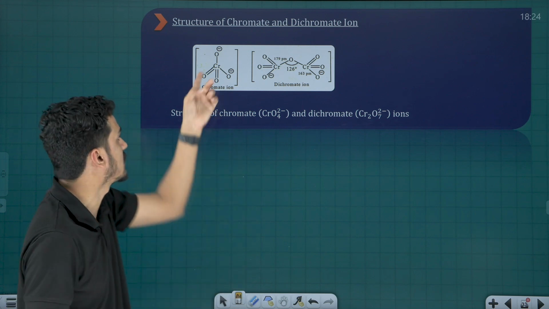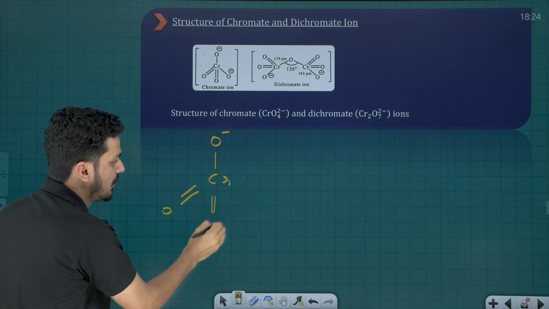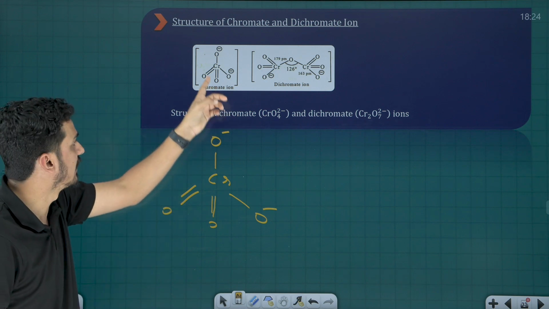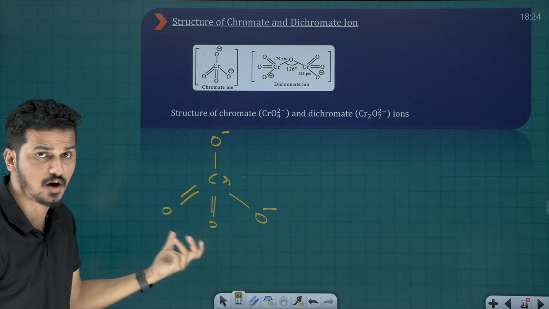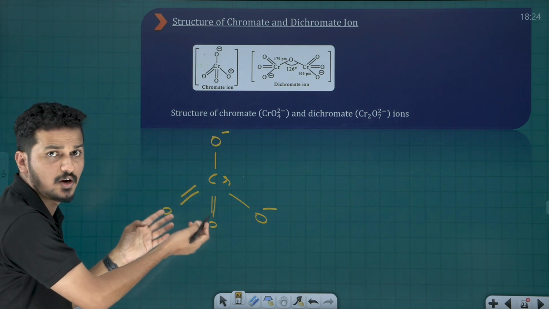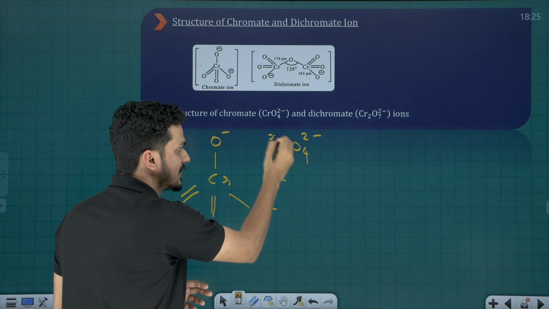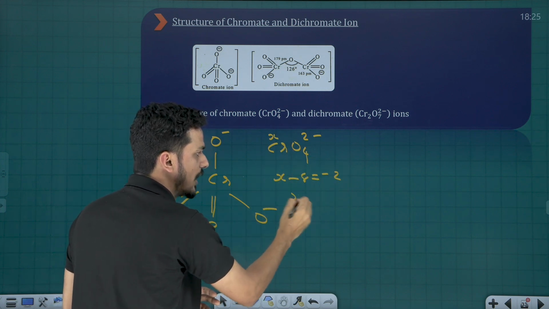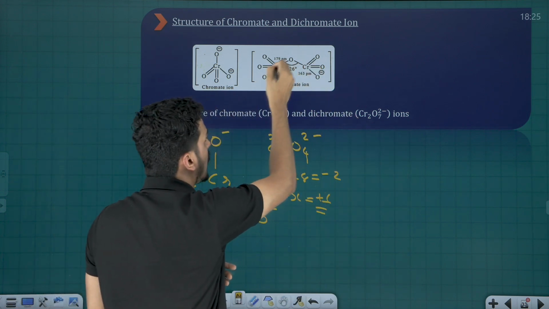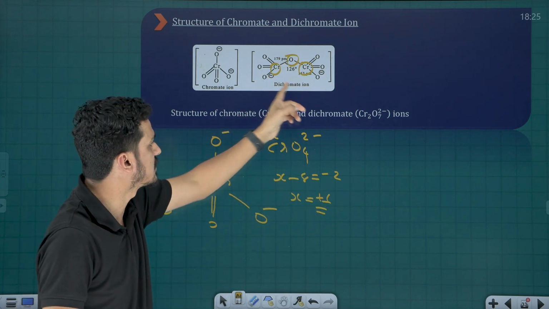Then their properties and structure. In the case of chromate, CrO with minus, double bond O, O minus. Here you can see it has a tetrahedral structure, and the chromate ion is yellow. Keep that in mind. What about the oxidation state? This is of the type CrO4 2-, so X minus 8 equals minus 2, and X equals plus 6. In dichromate, it is the same, but between the chromium atoms an oxygen bridge also comes in. The shape is tetrahedral itself. That's the dichromate ion.